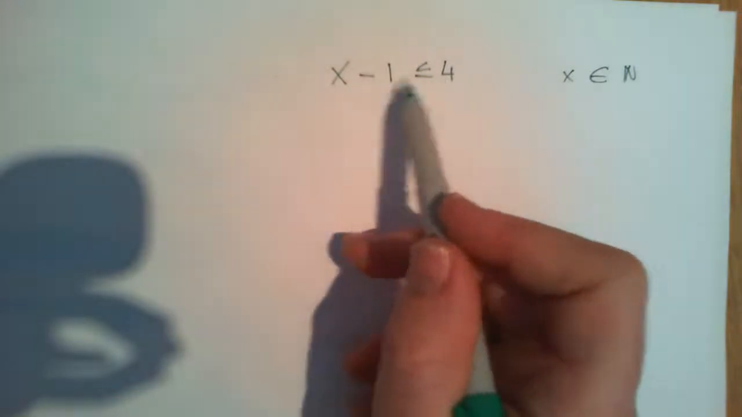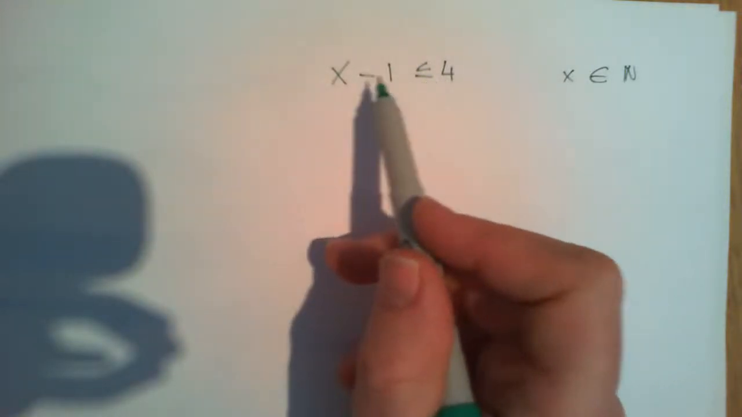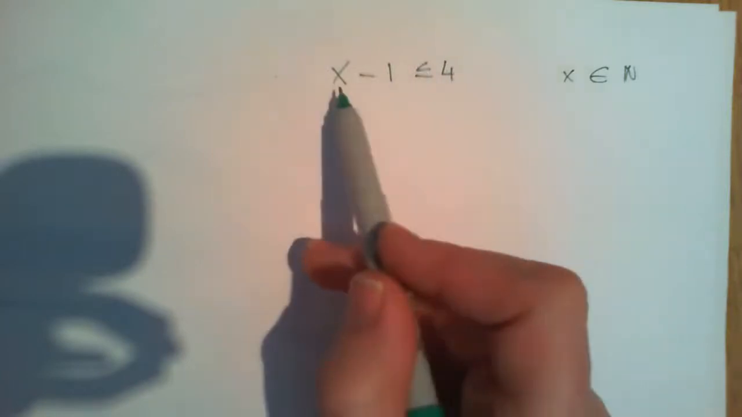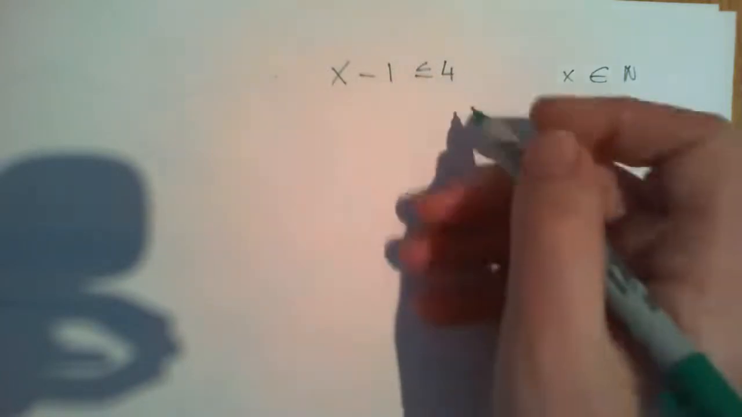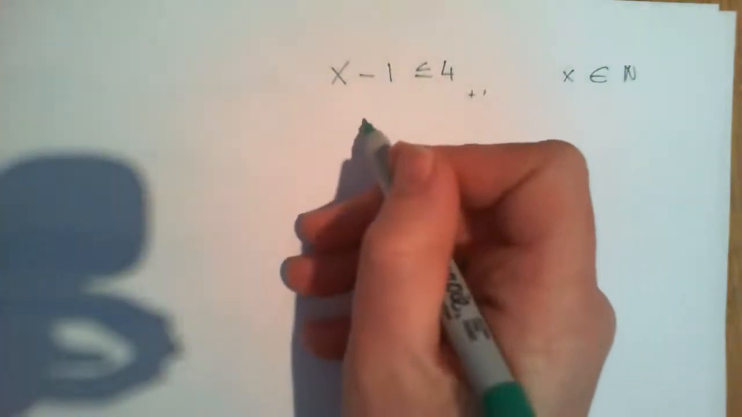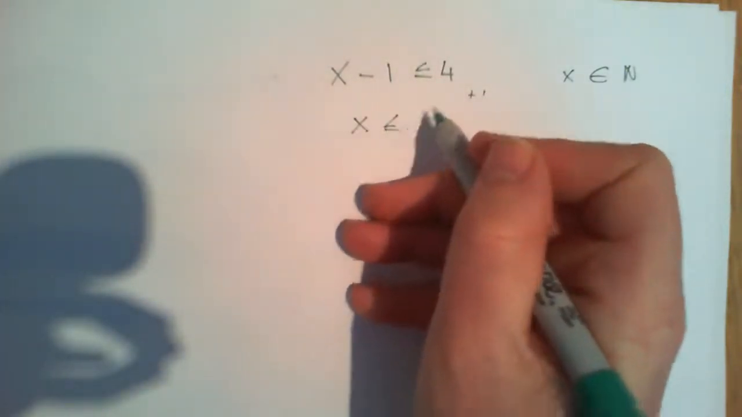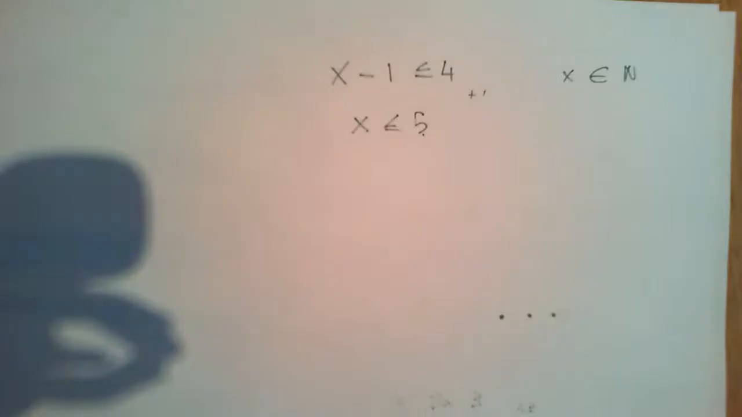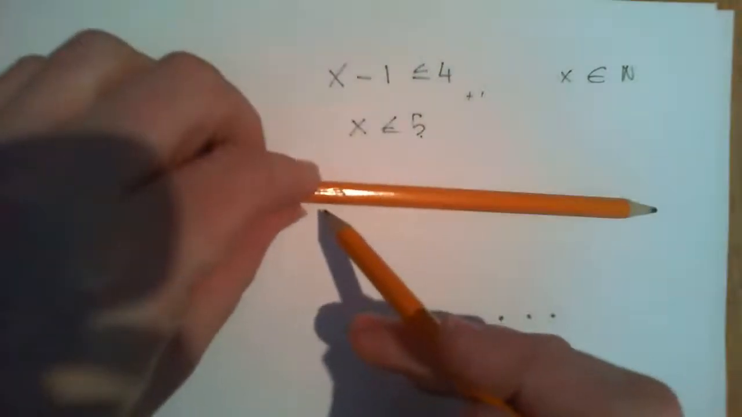Step one, we need to get this formula where we only have the letter, the variable, on one side. We're going to treat it like an equals. So I'm going to add 1 to both sides. If I add 1 to this side, that one is gone. If I add 1 to this side, I get 5. So now I'm going to plot it.